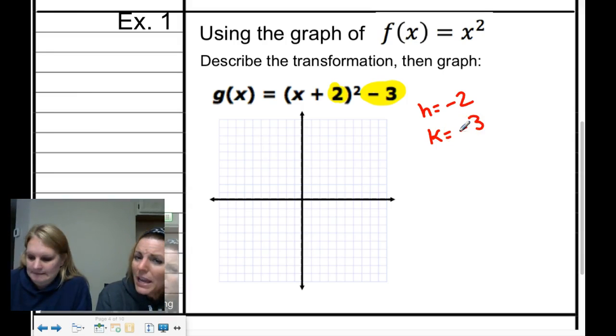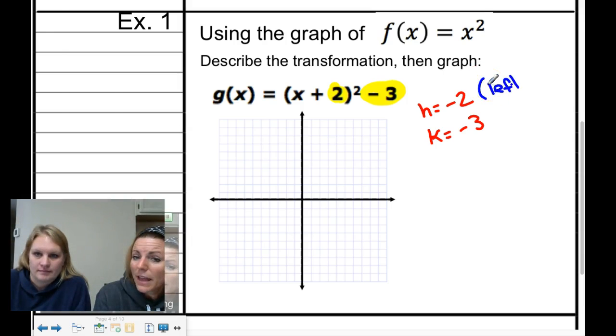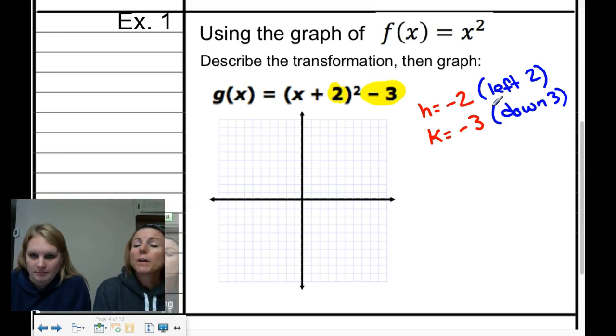Now, next to the H, when you have a negative H, that means you're going to the left 2. So let's write that: left 2. And a negative K means down 3. So when I say describe, that's what I mean. Find left or right for H, find up or down for K, and write me words. But it also says to graph.